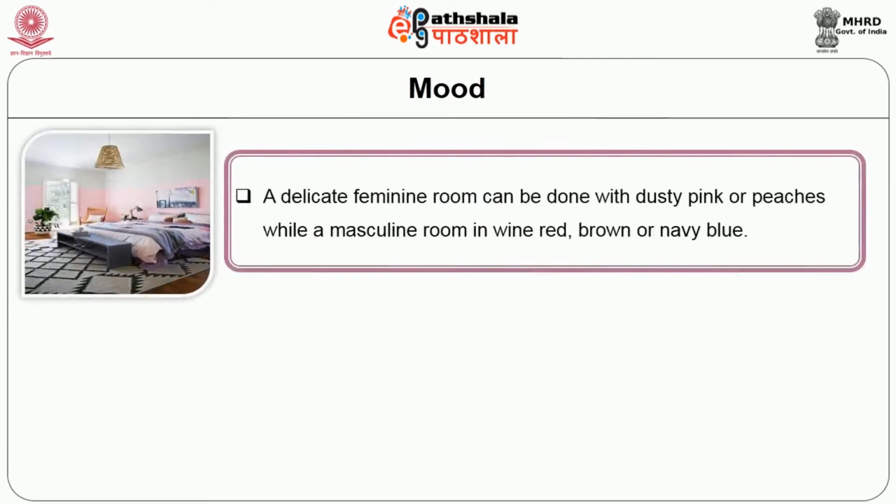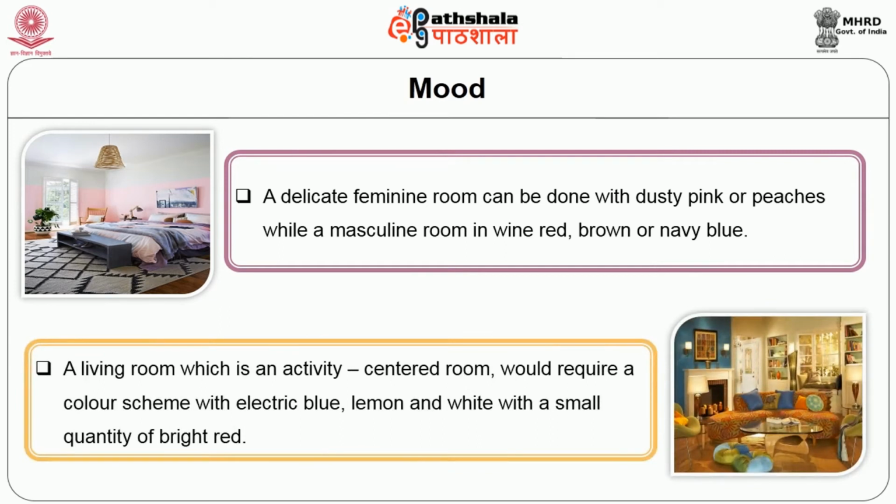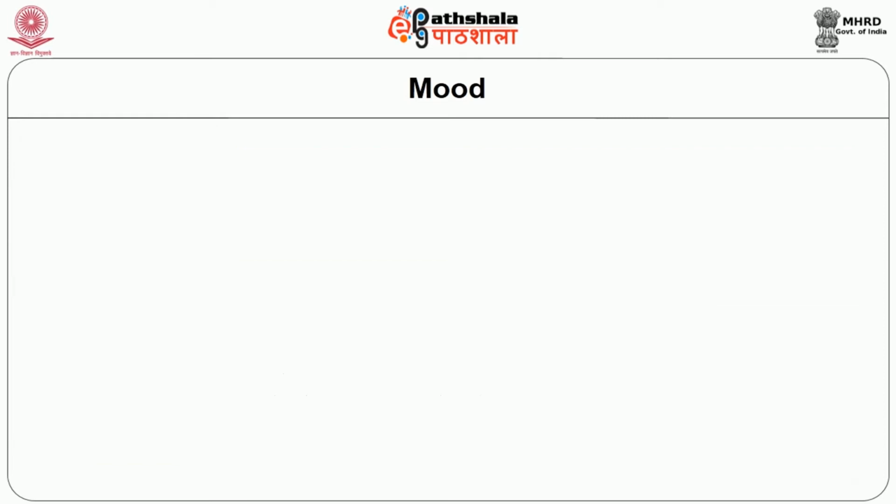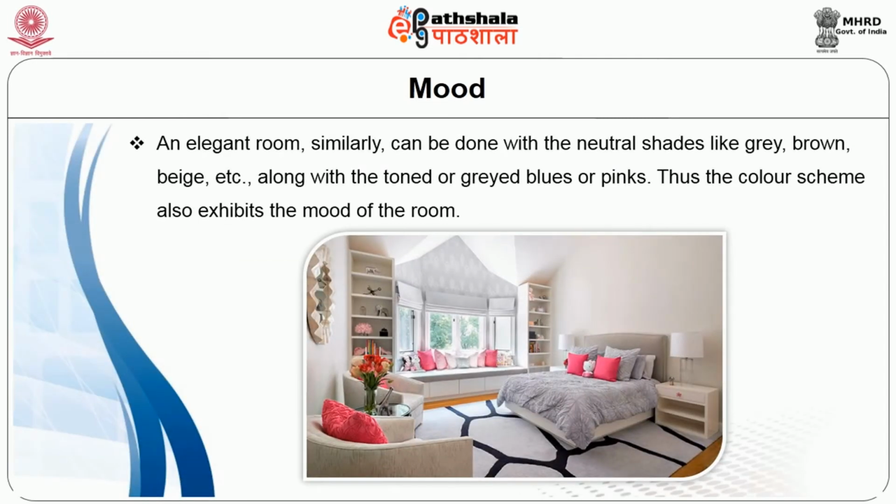A delicate feminine room can be done with dusty pink or peaches, while a masculine room in wine red, brown or navy blue. A living room, which is an activity centered room, would require a color scheme with electric blue, lemon and white with a small quantity of bright red. An elegant room similarly can be done with the neutral shades like grey, brown, beige, etc., along with the toned or grayed blues or pinks. Thus, the color scheme also exhibits the mood of a room.